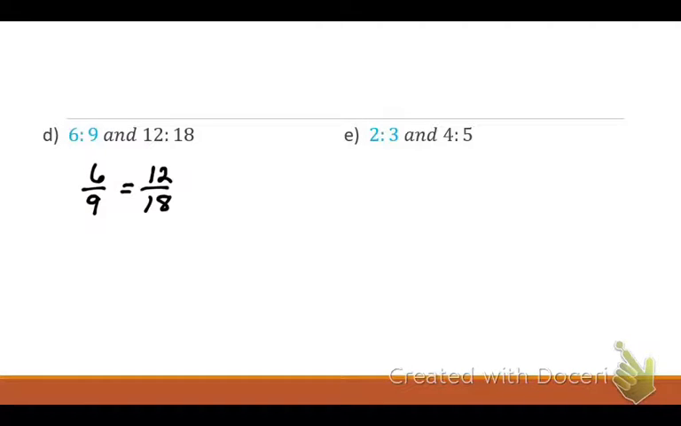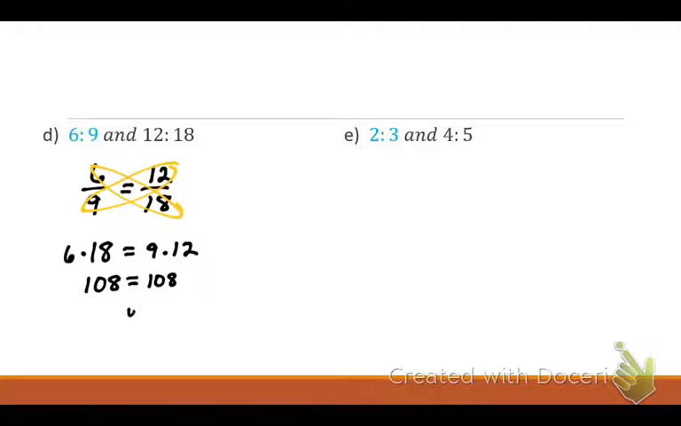Very good. Then you do 6 multiplied by 18, and then equals 6 multiplied by 12. Very good. And what is 6 times 18? 108. What is 9 times 12? 108. Does 108 equal 108? Yes. So yes, these do form a proportion. Great job. Who'd like to do problem E for me?